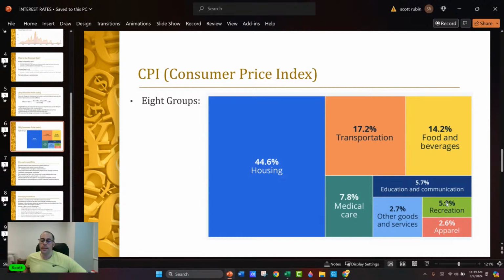But if you do have things left over, 5% goes to recreation: vacations, going away for a weekend or overnight, or just going out and partying with friends. Then apparel, clothing, different accessories, I guess. And then other. I'm not sure what's in the other. It's just a catch-all for everything else. So that's the CPI.